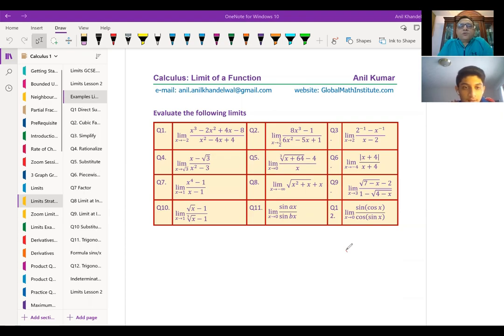Limit of x cube minus 2x square plus 4x minus 8 divided by x square minus 4x plus 4, as x approaches minus 2. What will you do? First, I would take -2 and plug it in as x, and then evaluate the limit. Correct. So when you plug in minus 2, in this case, what do you get? Can you just try it out? Yes, sir. So -8, and then -8, -8 again. Do it on paper, it'd be better, right? Yes, sir.